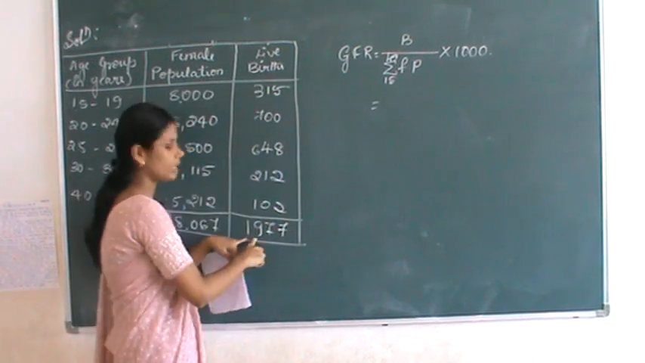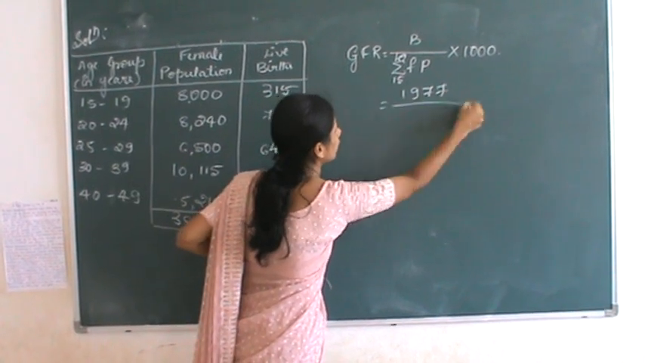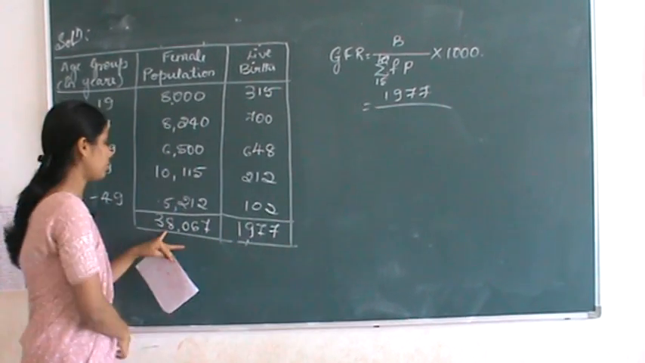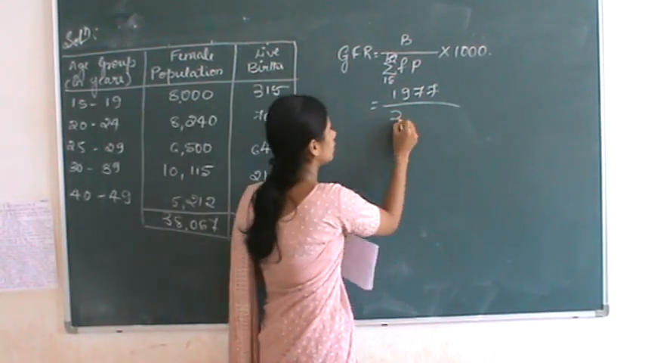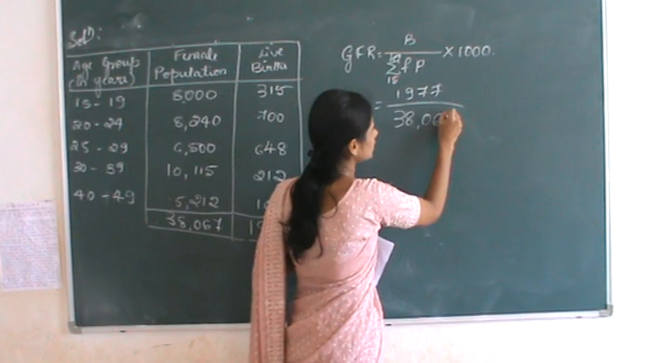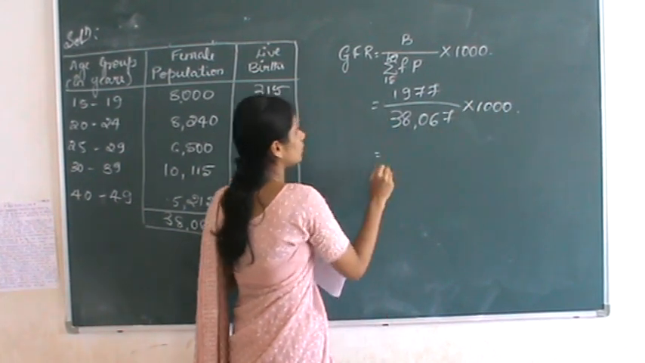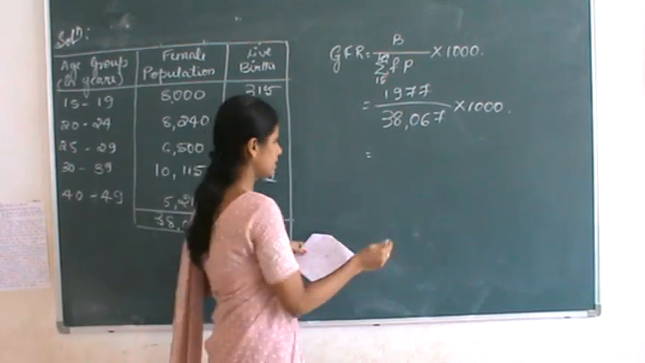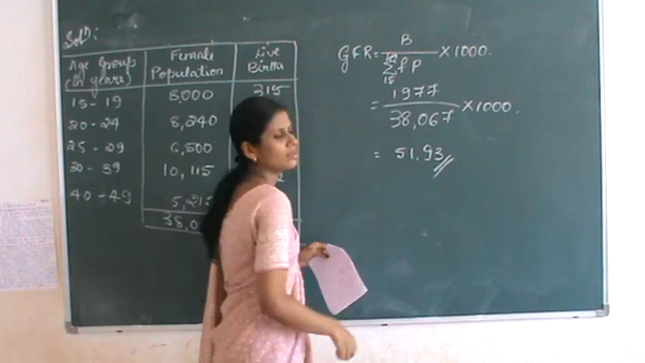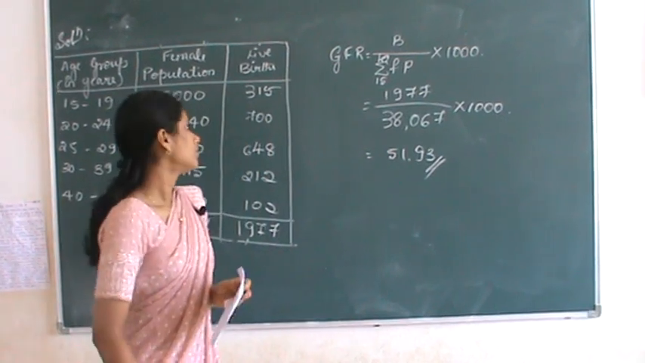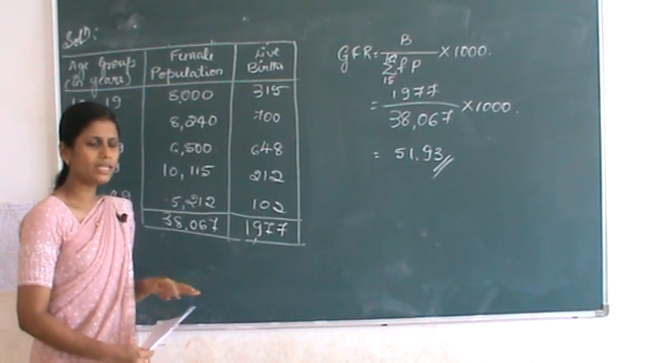Live births is 1977 divided by summation of female population of childbearing age is 38,067, into 1000. So when calculated, the answer will be 51.9. So this is how we are going to calculate the general fertility rate.